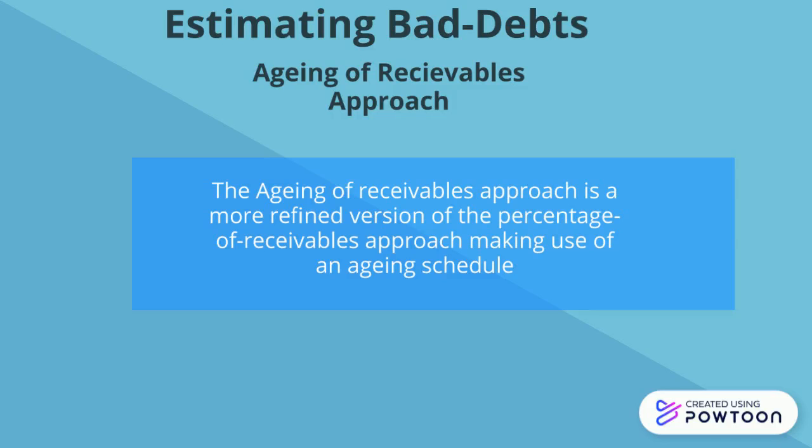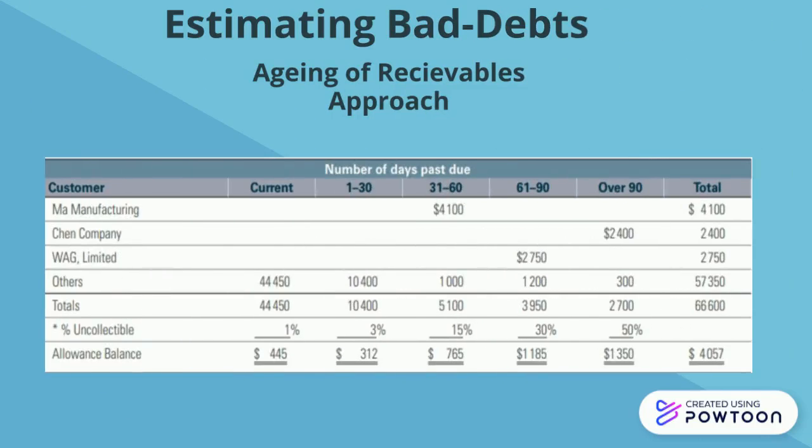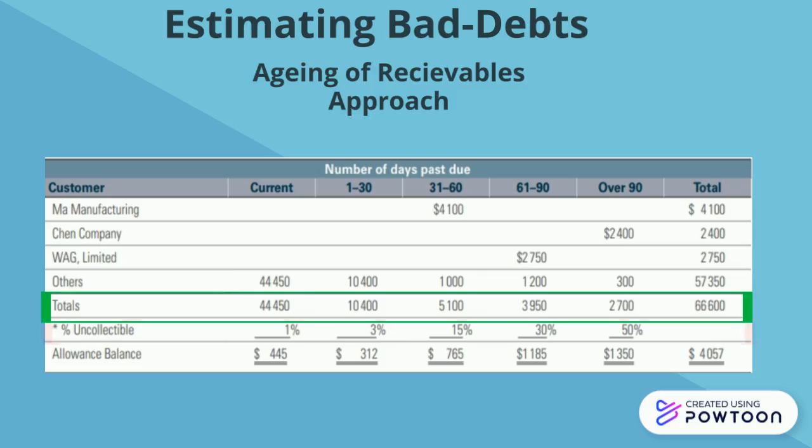The aging of receivables approach is a more refined version of the percentage of receivables approach, making use of an aging schedule. The approach works as companies increasingly apply uncollectible percentages to older receivables. The outstanding receivables are seen highlighted in the green box. They are then multiplied by the percentage uncollectible. This will give a desired balance. In order to find the adjusting balance, follow the same steps in the percentage of receivables approach.